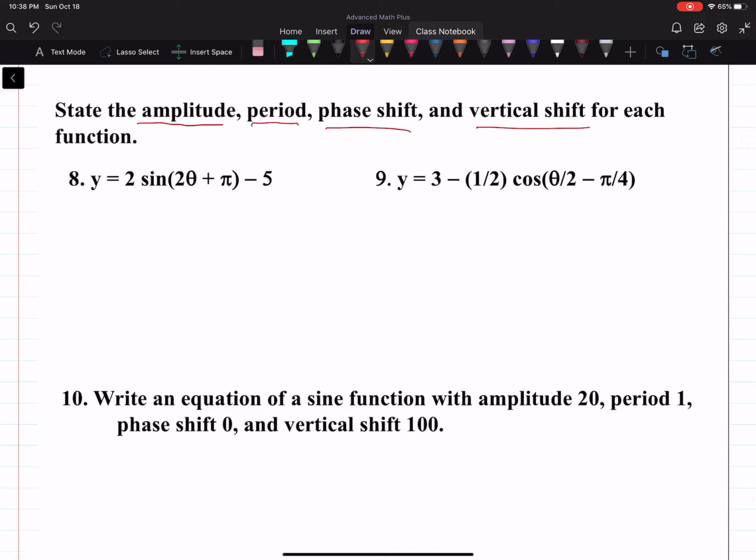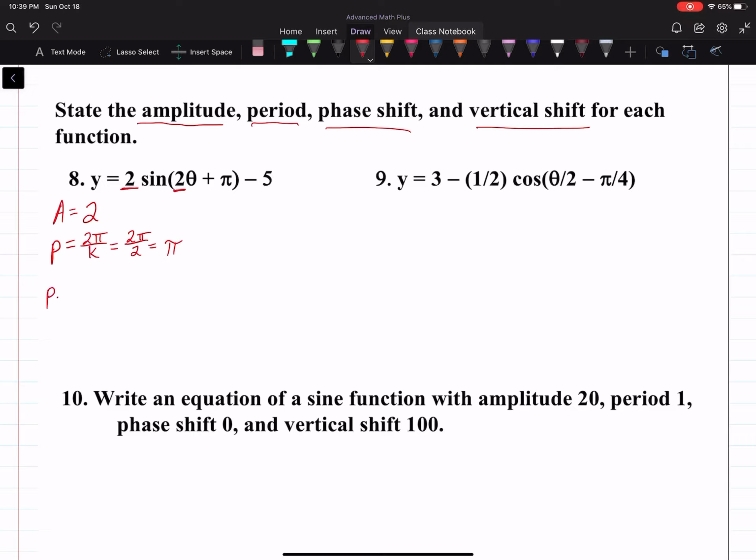So to start off, we've got number 8 here. For the amplitude, I'll just call it A. Amplitude's very simple. It's just your 2 right there. Remember the amplitude is always positive, so it is 2. Your period, if you've forgotten from the last section, the period equals 2 pi over k, which in this case, k is right there. It is also 2, so 2 pi over 2 would reduce to pi.